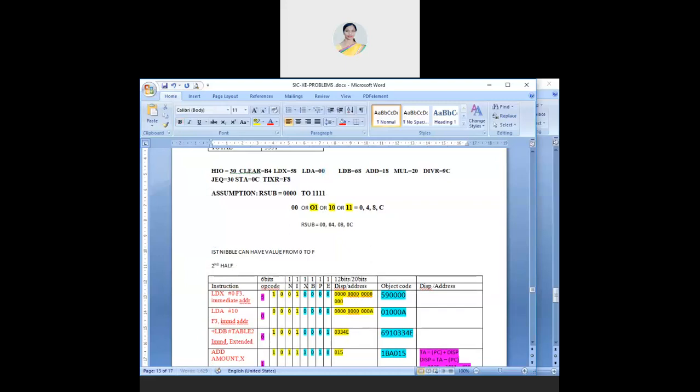nibble can have values of 0, 4, 8 and C. That's it. Okay, fine?